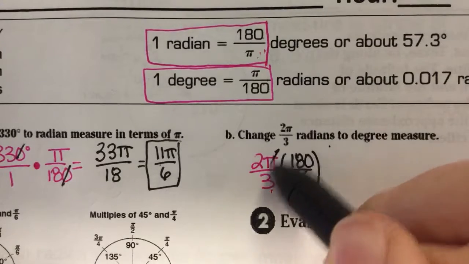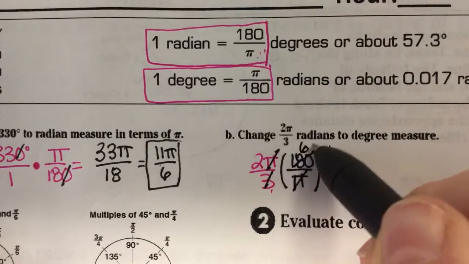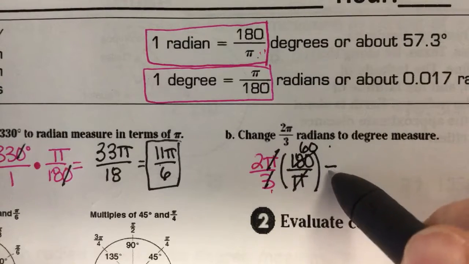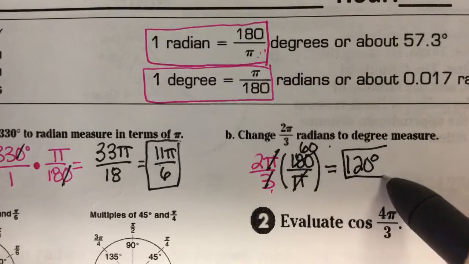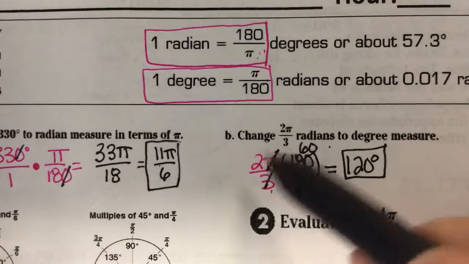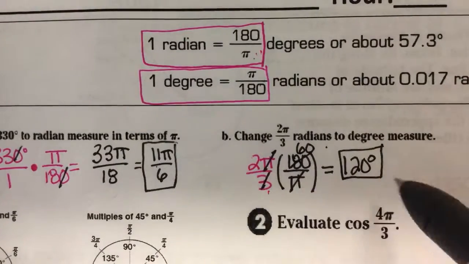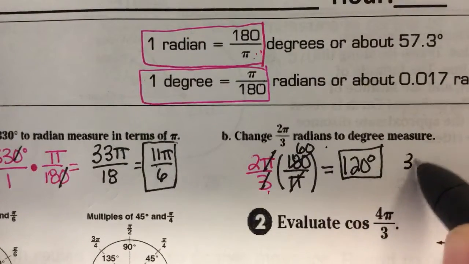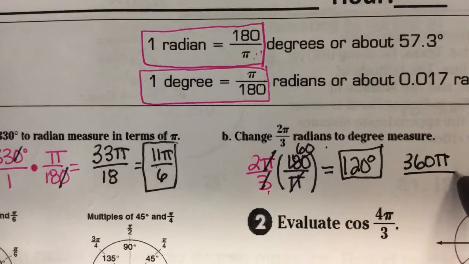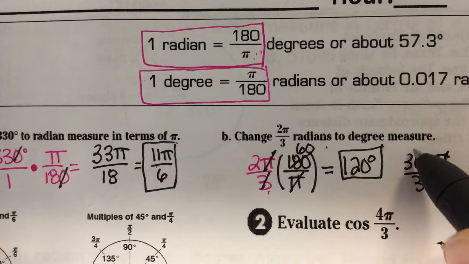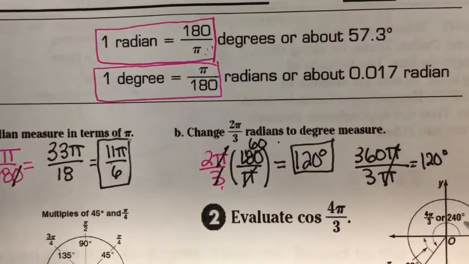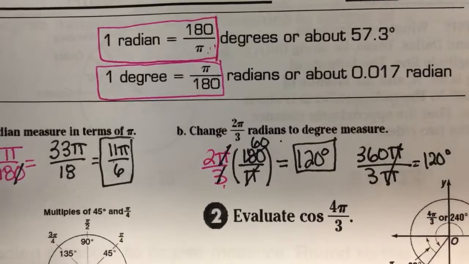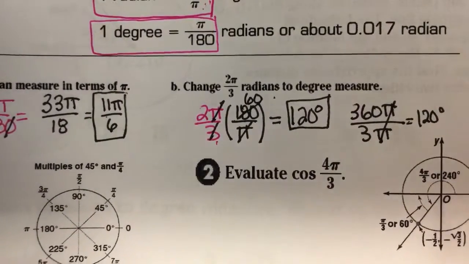Pi's are going to cancel. 3 goes into 180 60 times. 60 times 2 is 120 degrees. Okay. If I lost you there, you can always do it the long way. 2 times 180 is 360 pi, because you had pi on top, times 3 pi on the bottom. The pi's cancel. 3 goes into here, 1, 2, 0, 120. Okay, so it's whatever is easiest for you. All right, so let's look at the next one. Let's look at number 2.